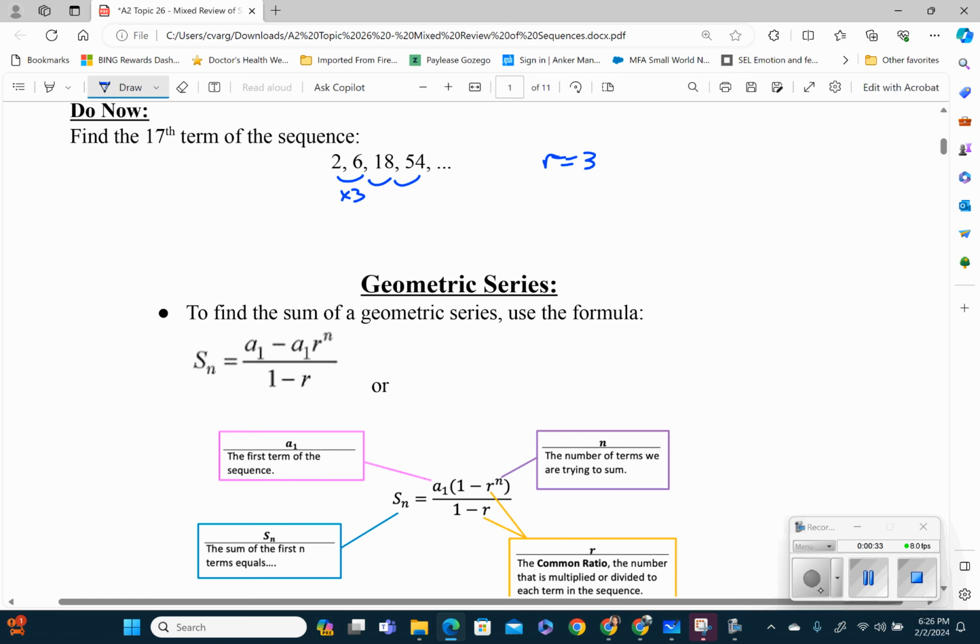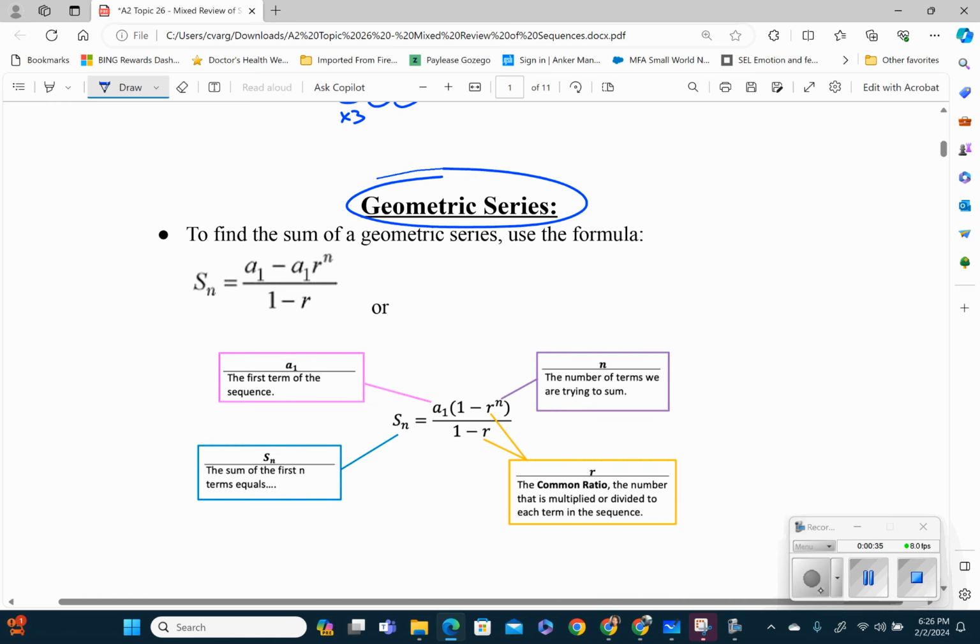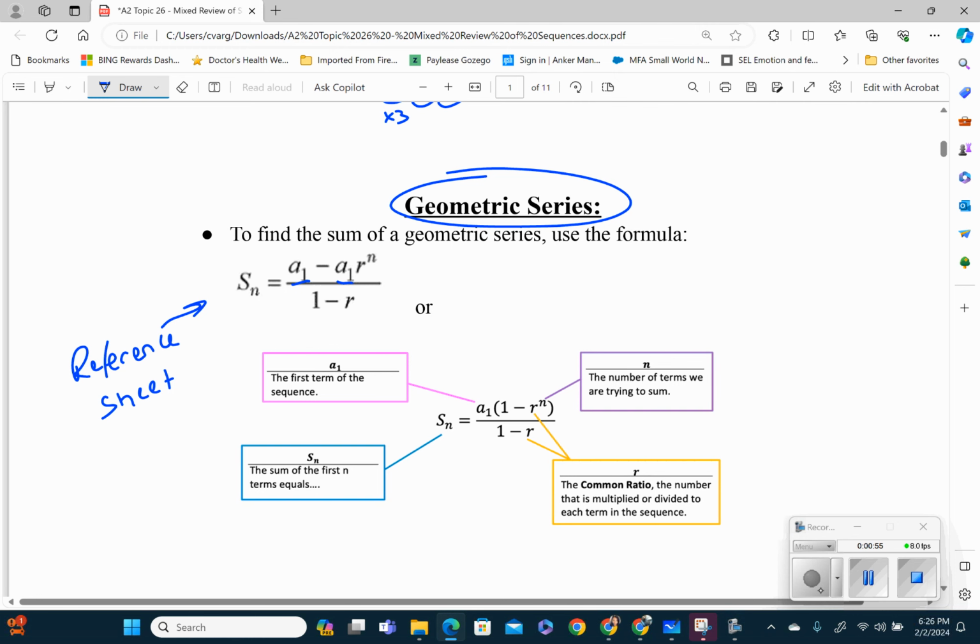I'm teaching you a new formula today, and that is called geometric series. So this formula is given to you in the reference sheet, so you do not need to memorize this formula. This is in the reference sheet, with an S in front of it. And I go through just refreshing what each of this stands for. A1 is our first term, so minus A1 again, which is also our first term. Our R is our ratio, number that you multiply to get to the next number. The N is the number of terms, and Sn represents the total, the sum of the first N terms.